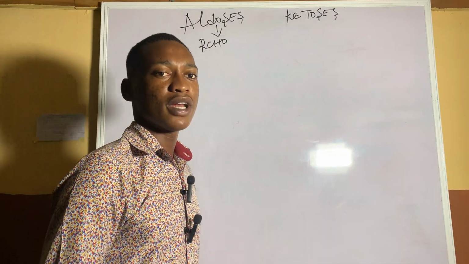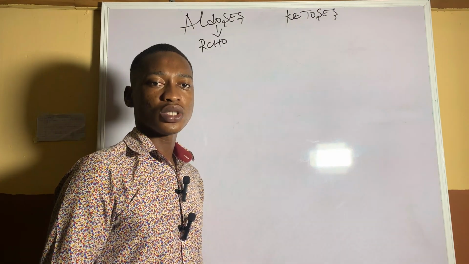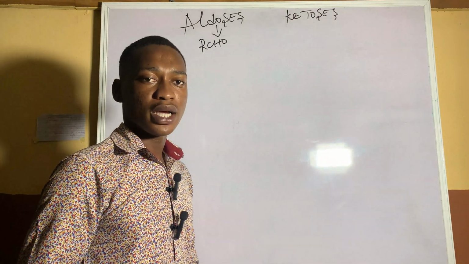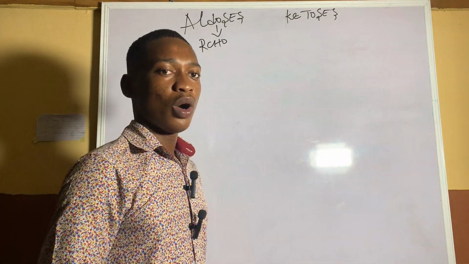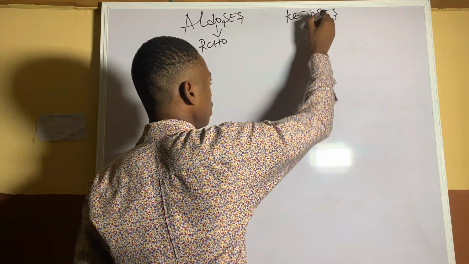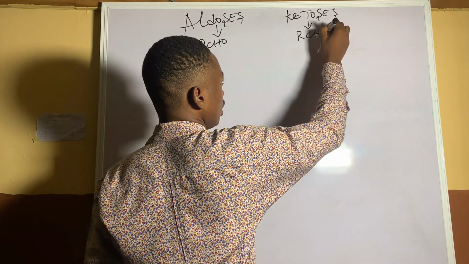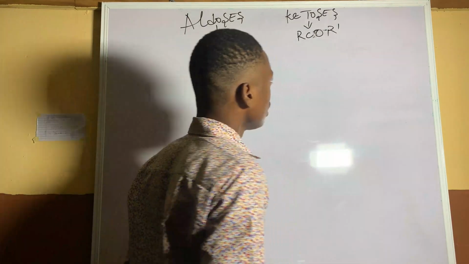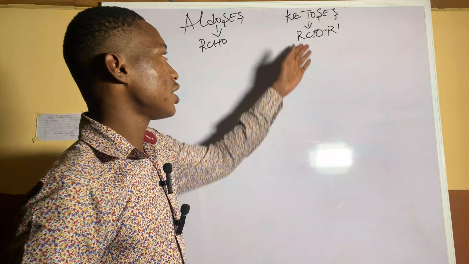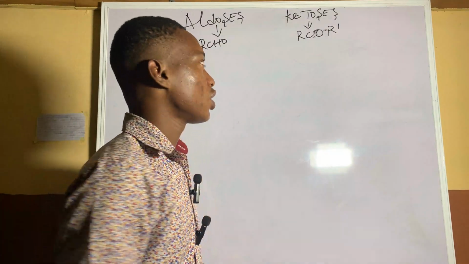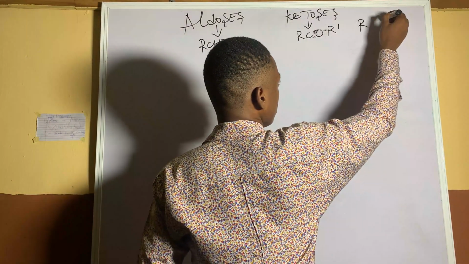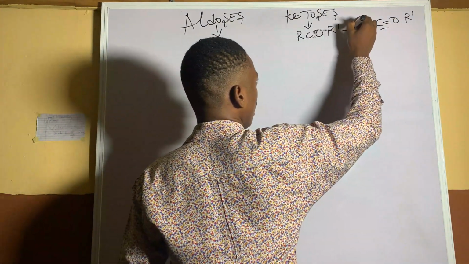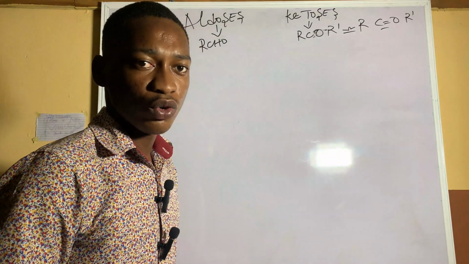Examples of aldoses are glyceraldehyde, glucose, and galactose. Now we have ketoses. Ketoses are monosaccharides that contain the ketone functional group. What is the ketone functional group? The ketone functional group is RCO R prime. That is the ketone functional group. You can also write it as RC double bond O R prime. This is the same thing. So that is the ketone functional group.